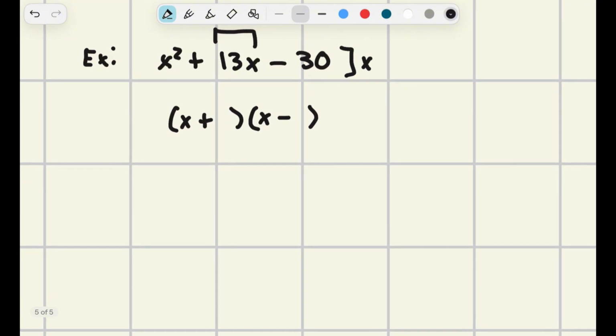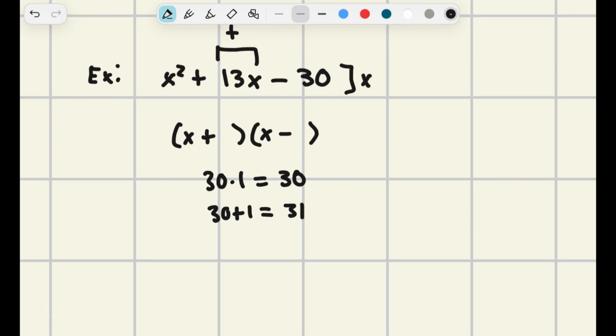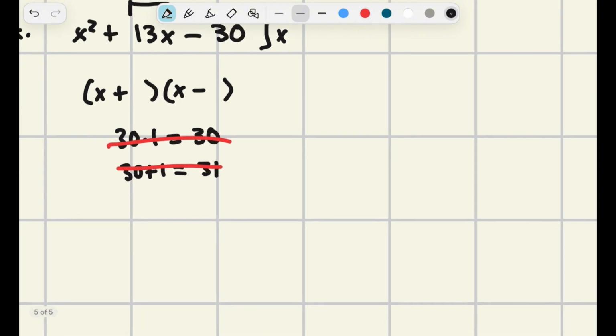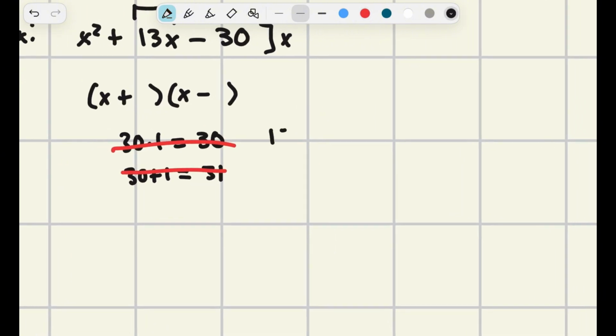So let's try 30 times 1. So that works. It gives us 30. 30 plus 1 equals 31. That does not give us 13. Okay, so those two numbers can't work. Now, let's try 15 times 2. That works. That gives us 30.